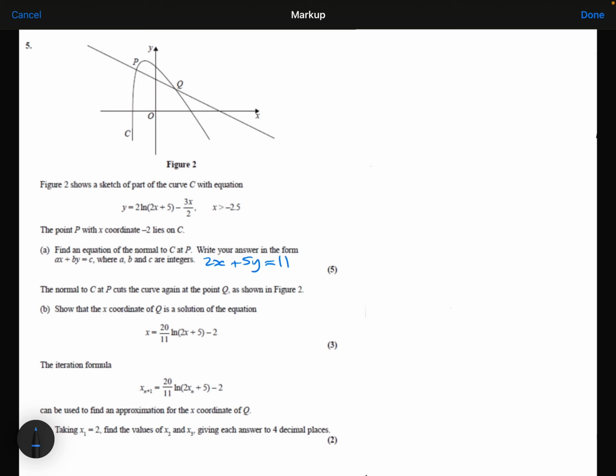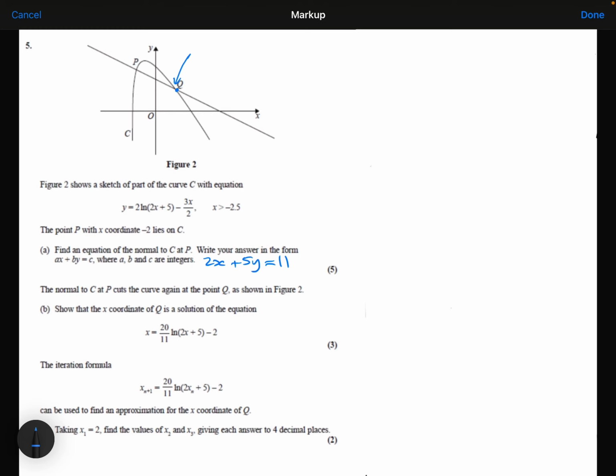We are then told that the normal to the curve at point P cuts the curve again at point Q, as we can see in the diagram. Show the x-coordinate of point Q is a solution of that equation. So point Q is where the curve and the line intersect, so it's simultaneous equations.